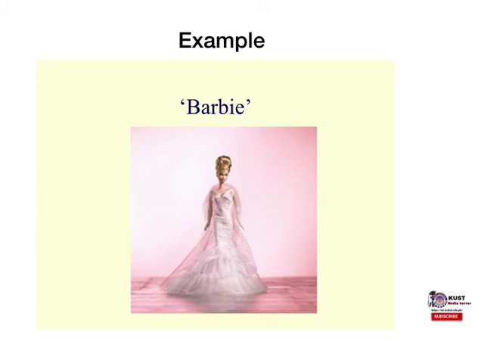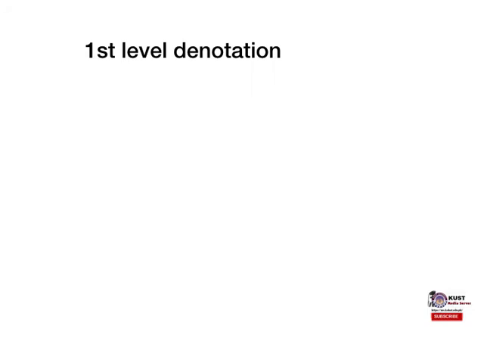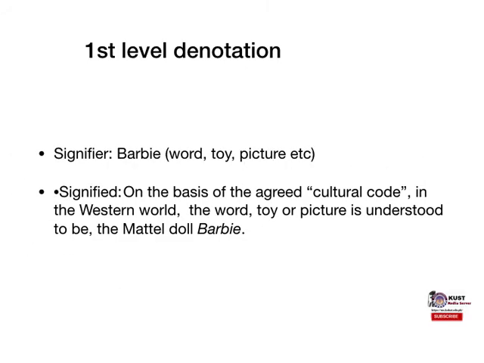When you're going to analyze this, this is a simple Barbie doll, and the signifier is the word Barbie, which is a word, which is a toy. And the signified is that on the agreed cultural code, it's a toy, and basically it's something that reflects a toy from the Western world. It's called a Barbie doll. This is what the denotation level is.